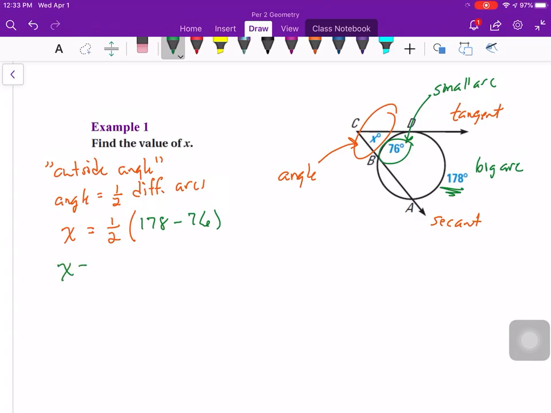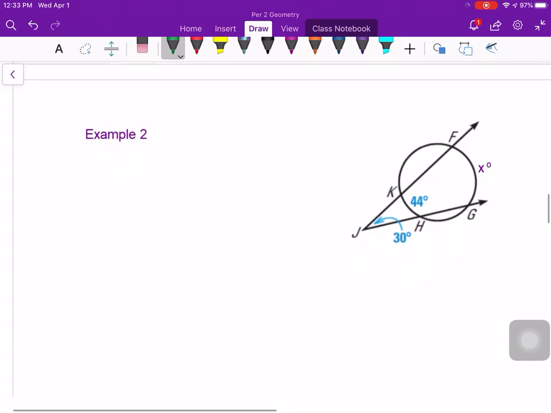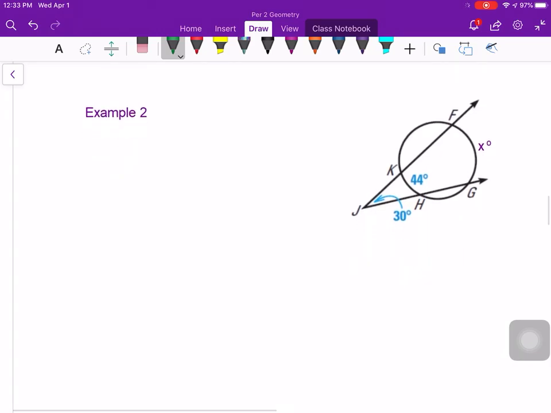And you always take big minus small, or else you're going to end up with a negative number. And of course, we can't have negative angles. When we work that out, 178 minus 76, I get 1/2 times 102. So x would be 51. Outside angles equals half the difference, meaning subtract big arc minus small arc.